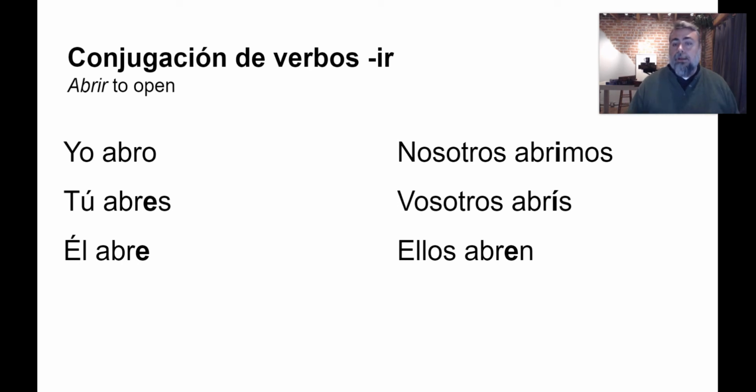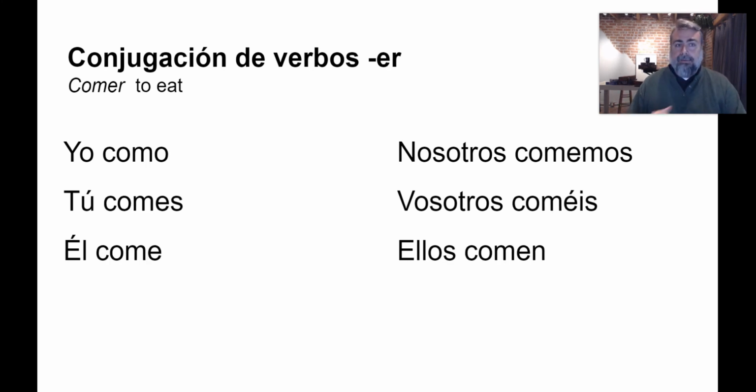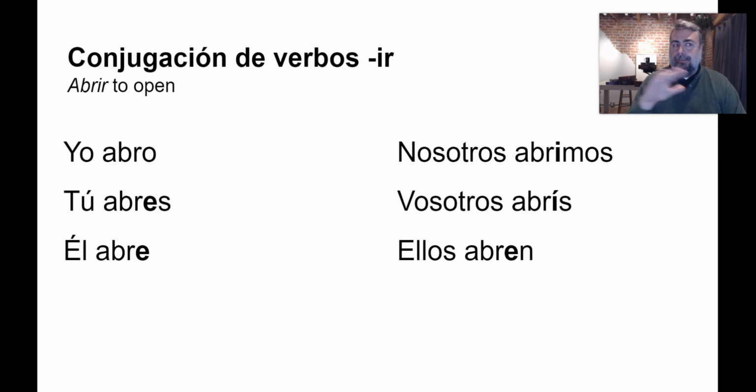Abrir, to open. Yo abro, tú abres, él abre. So far, just like ER. But then it's nosotros abrimos, vosotros abrís. And notice with vosotros that it's one letter. So if I go back to comer, it's like the AR, there are two letters: andáis, coméis. Here it's just abrís. There's an I with an accent. And then back to looking like an ER.